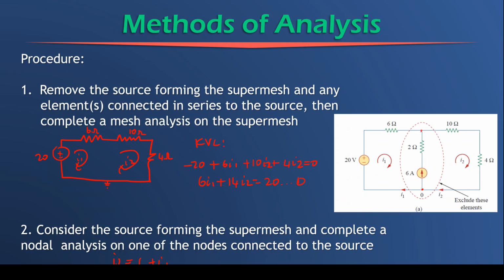Whereas if we did it at this top node here, we would have said I1 goes in and 6 amps is going in, and then the current I2 goes out. So we're going to say I1 plus 6 gives us the current I2. And we can see that these equations are exactly the same. So this would then be the second equation, and you would then solve for I1 and I2 using equation 1 and equation 2.